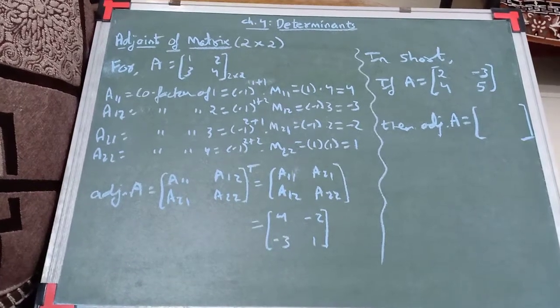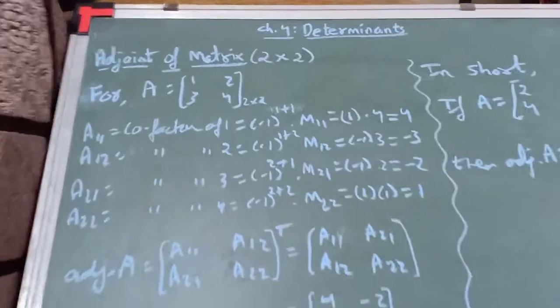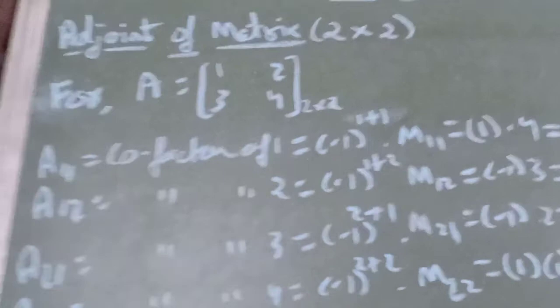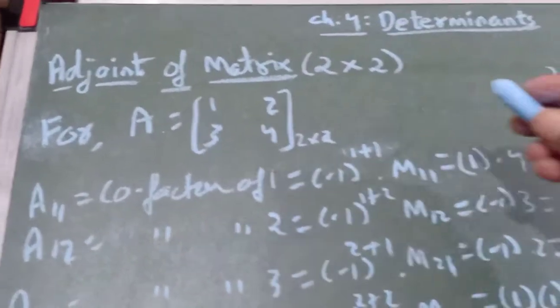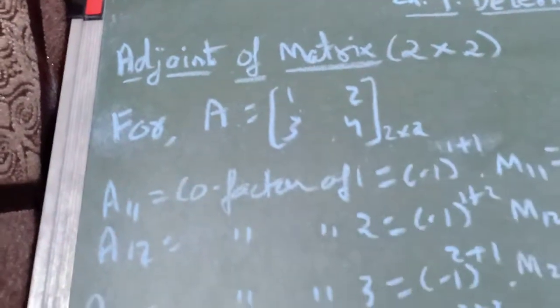Chapter 4 Determinants. Adjoint of a 2 cross 2 matrix. How to find the adjoint of a 2 cross 2 matrix. Suppose a matrix is given, A is equal to [1, 2; 3, 4], a matrix of order 2 cross 2.